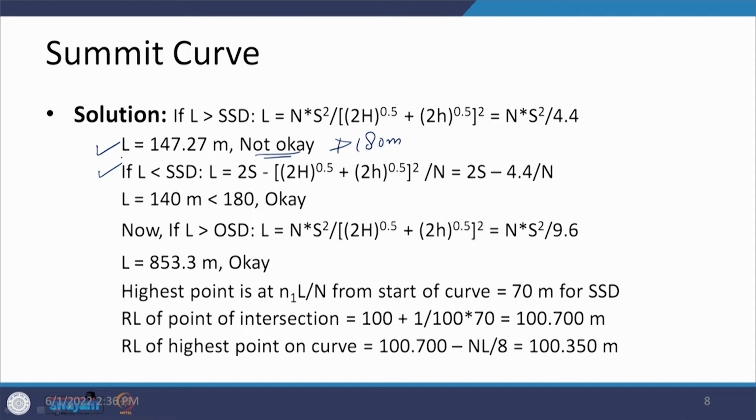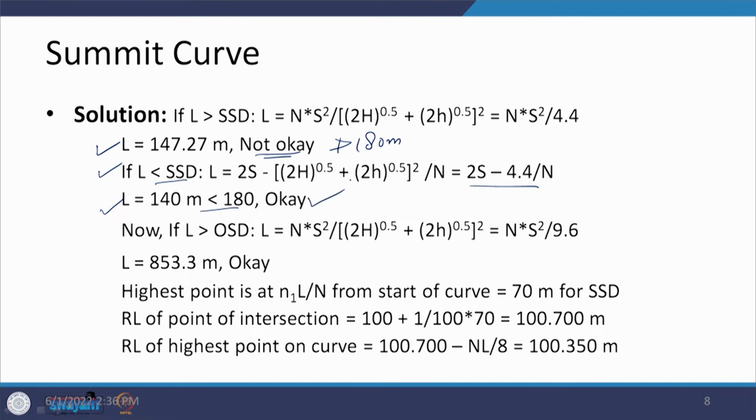So, we have to go to the next equation, and the assumption here is that the length is less than SSD, and the formula is 2S minus 4.4 divided by N. When we put the values in this one, we get the length as 140 meters. So, the assumption is being satisfied, and therefore, this is okay.